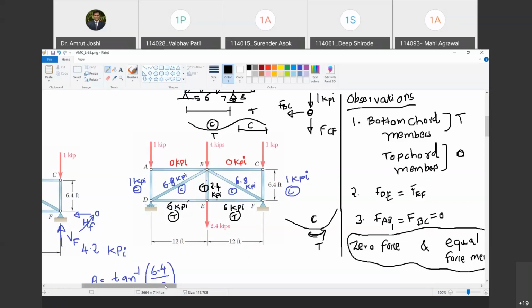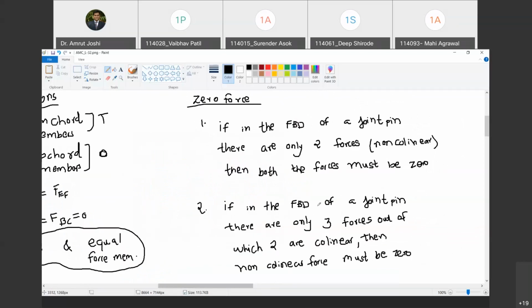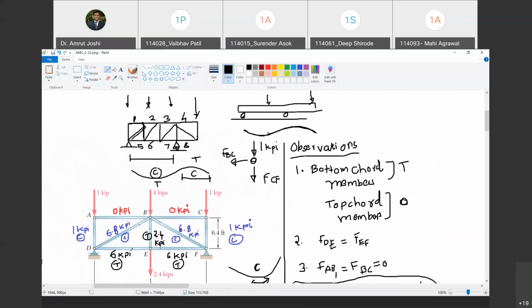Only 3. In the free body diagram of a joint pin at C, there are only 3 forces. Do you agree with me? Yes, sir. Out of which 2 are collinear. Isn't it? 1 KPI and FCF, they are collinear. So the force in the third member, that means the third force, the non-collinear force FBC, must be 0. Happy? Yes, sir. So without solving anything, if I imagine the free body diagram of joint C, I see there are only 3 forces, out of which 2 are collinear. So the force in member BC must be 0.